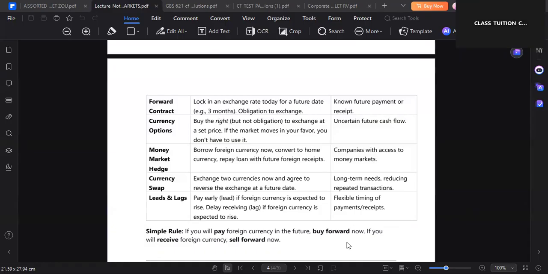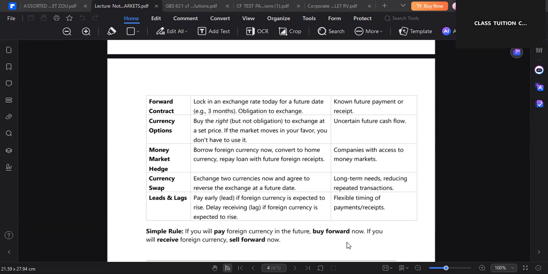So what they say, number one, you borrow an amount in foreign currency, like the US dollar, equal to what you will receive in the future. Then immediately convert that borrowed money into your home currency at the spot rate. Later, when you receive the foreign currency payment, you use it to repay your loan. So you're looking at the differences in the interest.